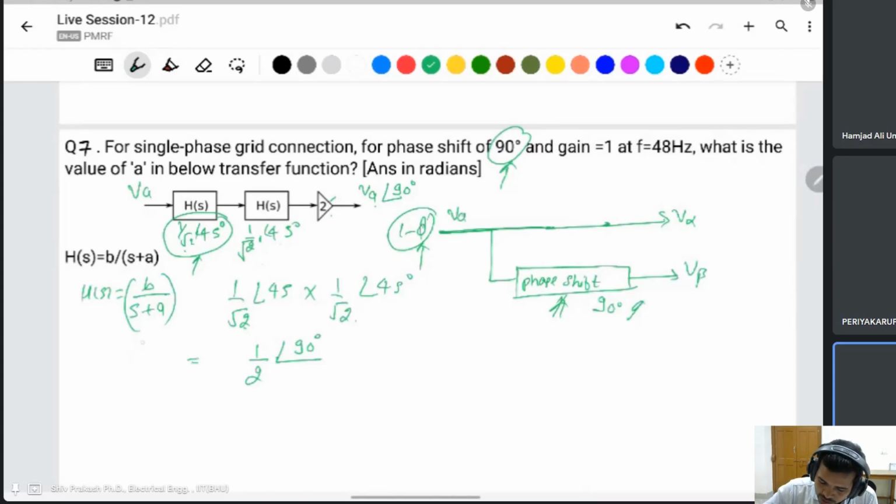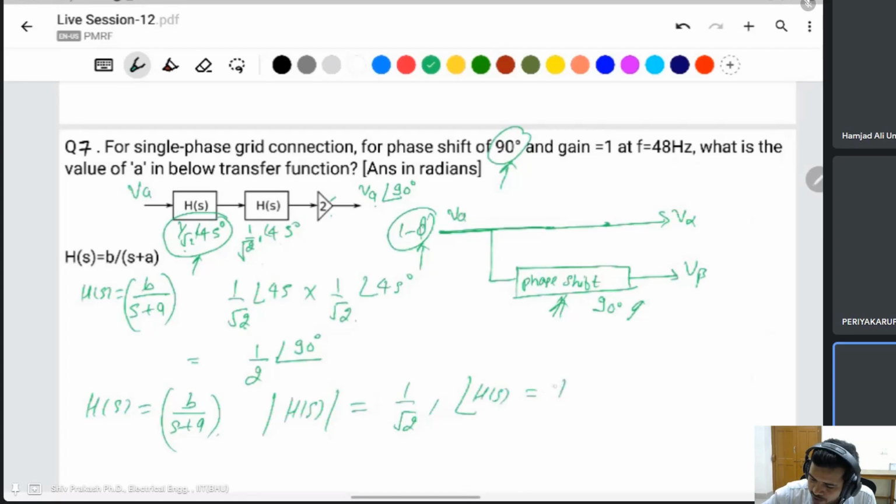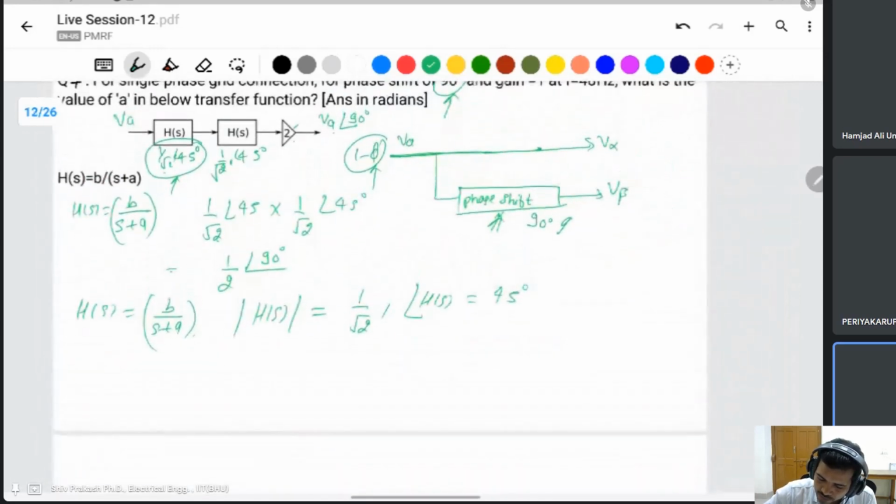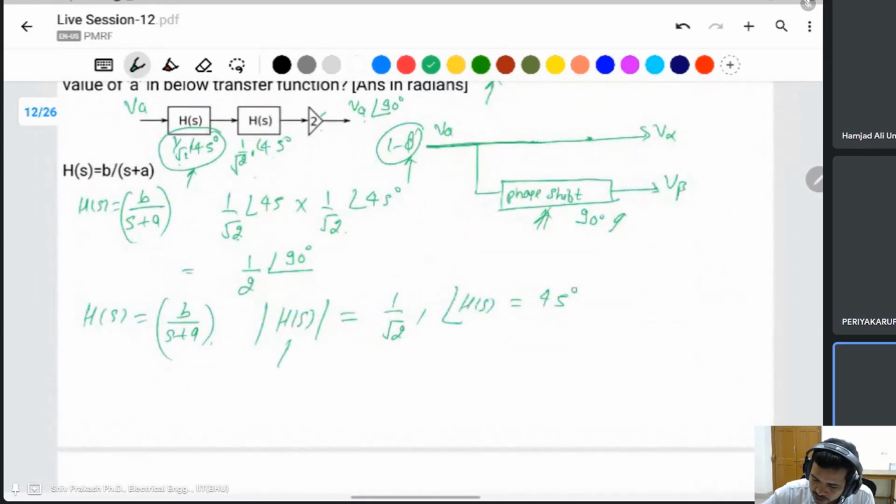Okay. Then what is the magnitude of this one? HS is B divided by S plus A. Then what is the magnitude of HS? Magnitude of HS in the system is 1 by root 2, and the angle of the system is 45 degree. Then calculate the magnitude of this one and put it equal to 1 by root 2, and then calculate the angle and put it equal to 45 degree.